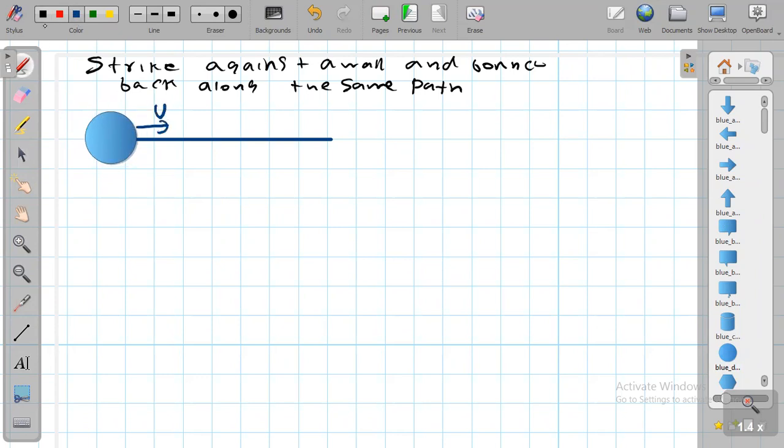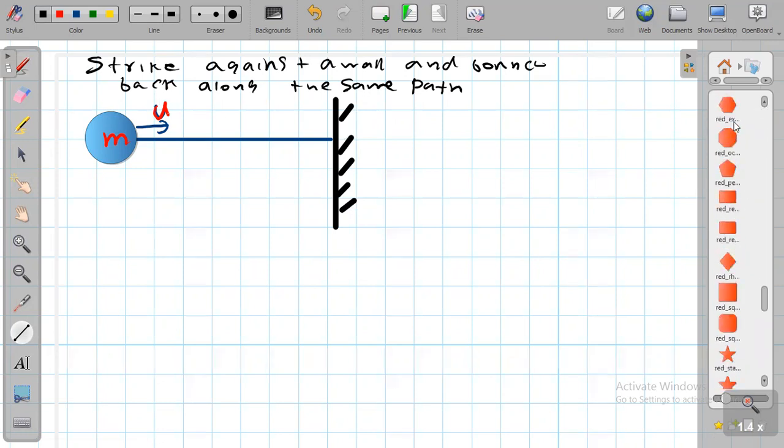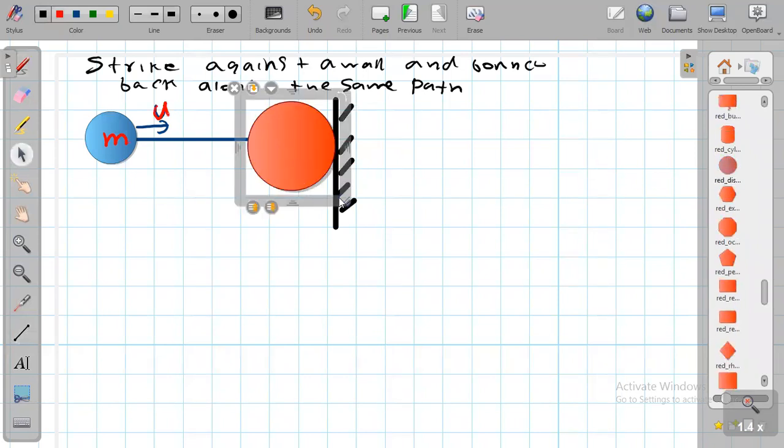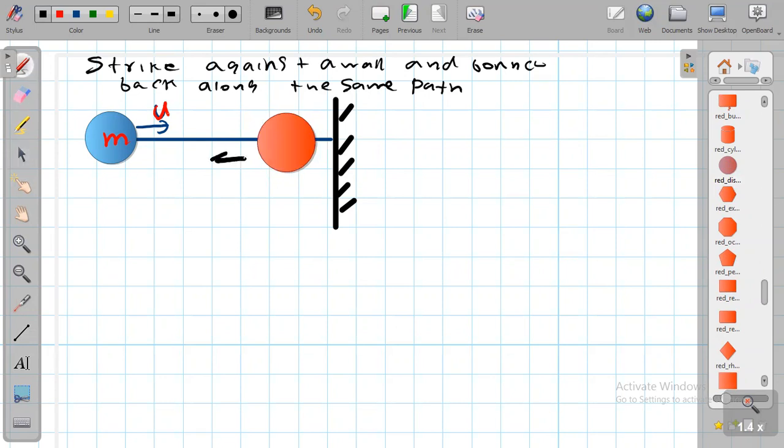This was moving at the velocity of u. And there is a certain wall there. Now after colliding against this one, this would bounce back with the velocity of v and the same mass. So we have to derive an equation for this one. Here I will let you do that.